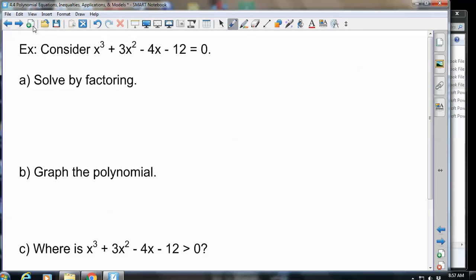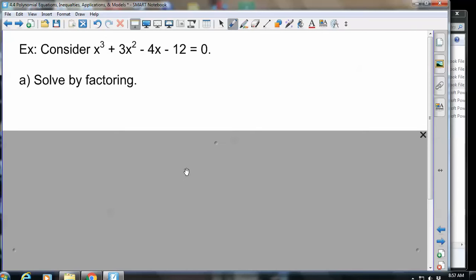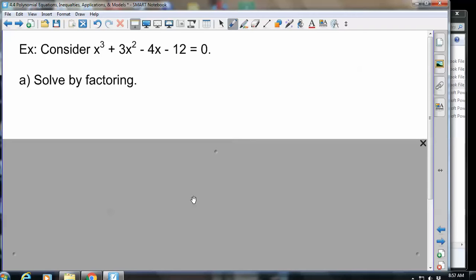So for instance, let's say I gave you this polynomial. x cubed plus 3x squared minus 4x minus 12 equals 0. I want you to solve it. Now, you absolutely could do the rational zeros theorem, like I did yesterday. We can do our P's and Q's, make a list of possible zeros, look at the graph to narrow it down, and go from there. Or, does anyone recognize something else we could do here?